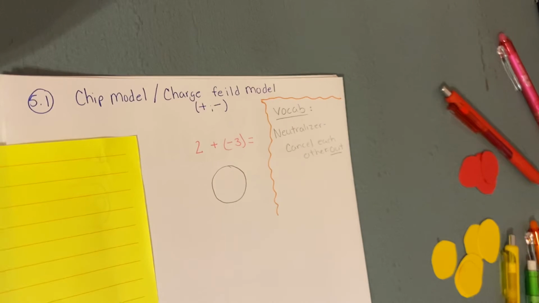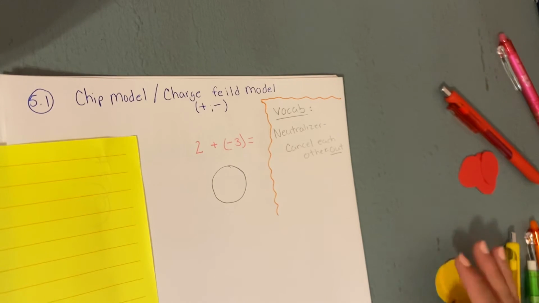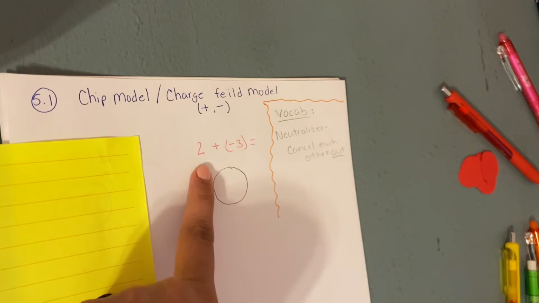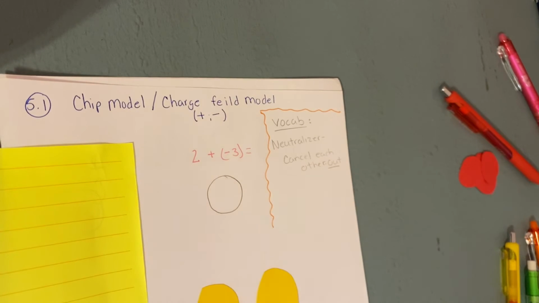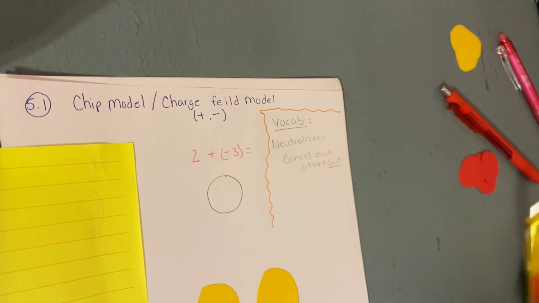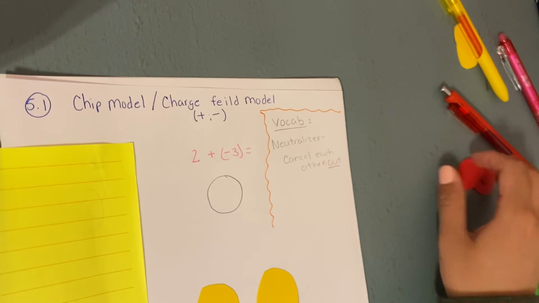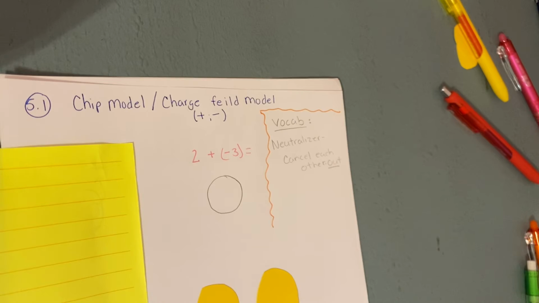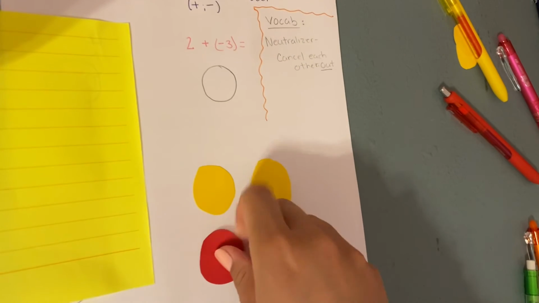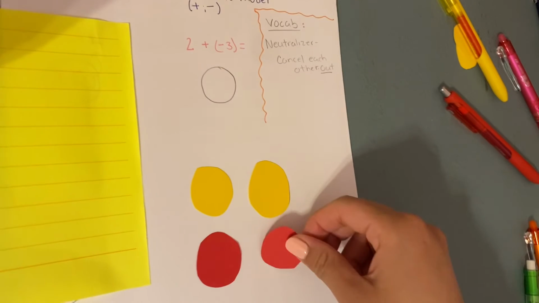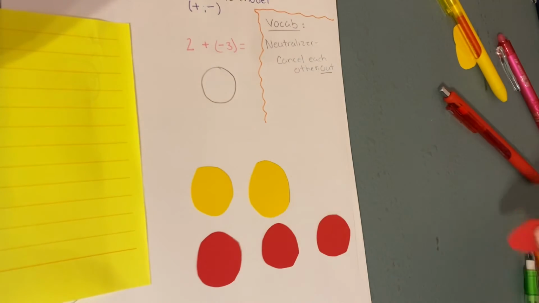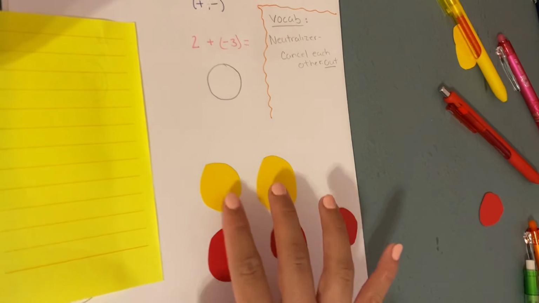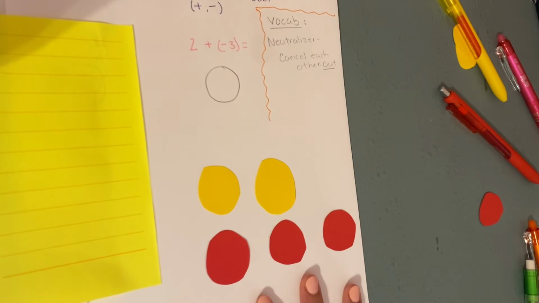So we're going to go ahead and start off with the chip model. Since it's asking for 2 positives, I'm going to start with my 1, 2 positive chips. And then it's going to be asking for 3 negative chips. So again, we're going to line them up so we can see which ones are going to cancel out, if any. So in this one, we're going to start with the 2 positive. We're going to have our 3 negative.